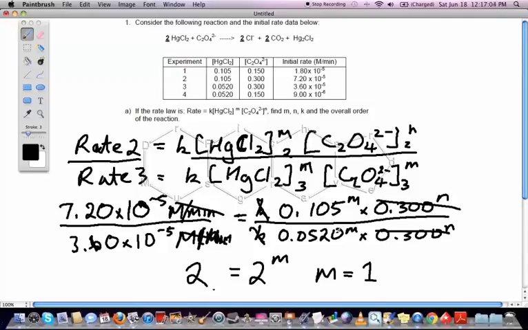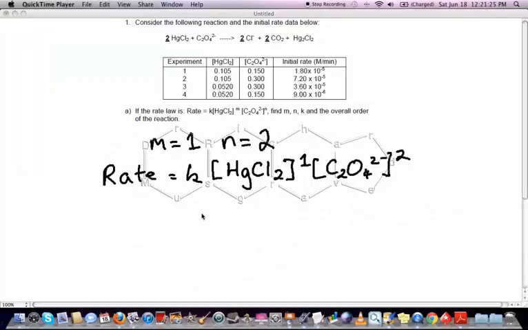Alright, so now we've got values for m and n. We can now go ahead and calculate a value for k. Now that we've found m and n, we can go ahead and find k. So what I've done is I've rewritten our rate equation and substituted in the values for m and n that we found. We'll also go ahead and find the overall order of the reaction as well. I'll do that at the end.